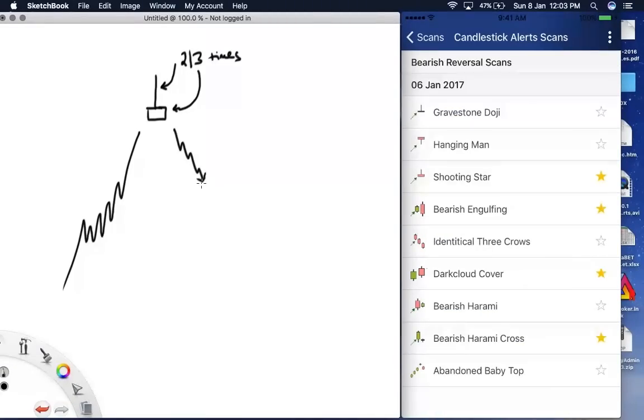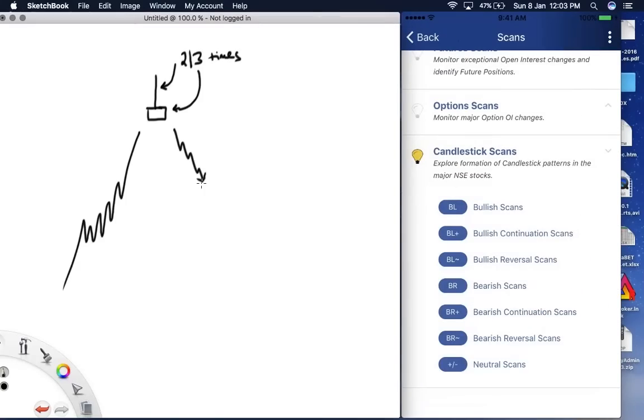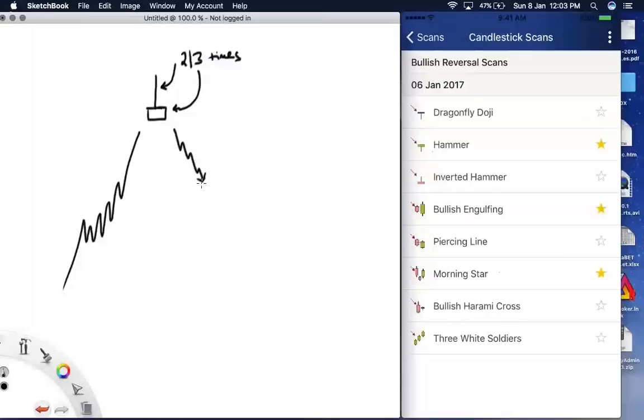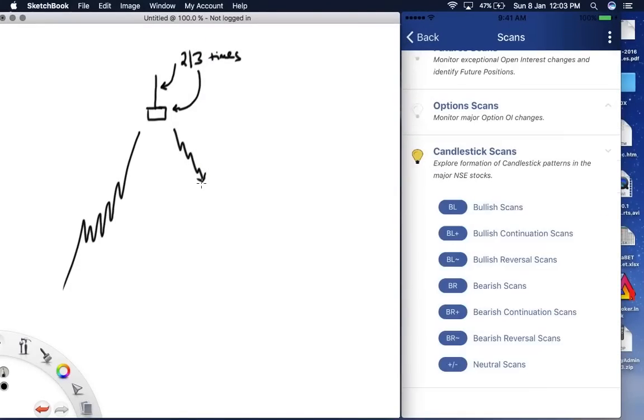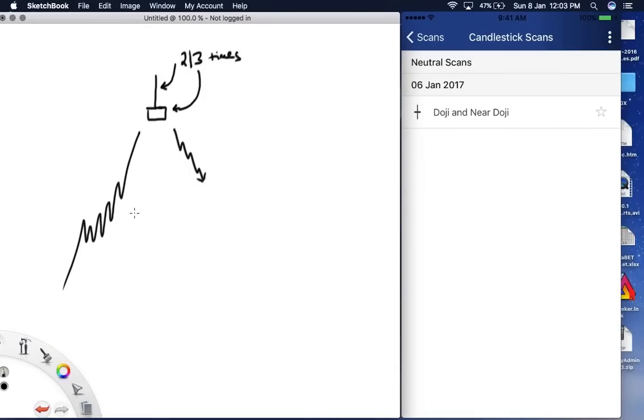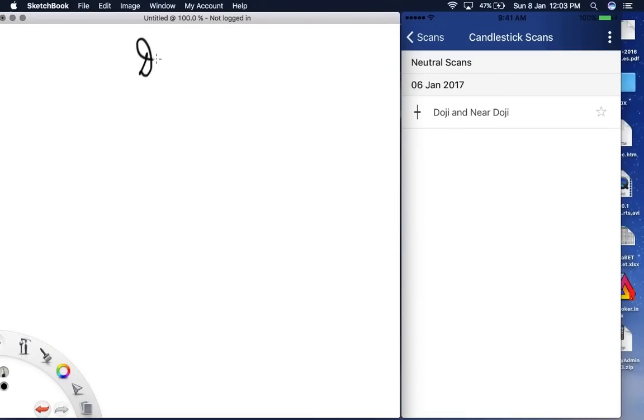The neutral scans will show you a doji or a near doji. Doji is a very famous, well-known pattern where the market opens at a certain price, may go to a certain high or a certain low, and then it closes right at the opening, where the open and the close are more or less the same. So that's why it says doji or a near doji. When the open is exactly equal to the close, which is rare, it's a doji. Or even if it has a small body, it's completely all right.